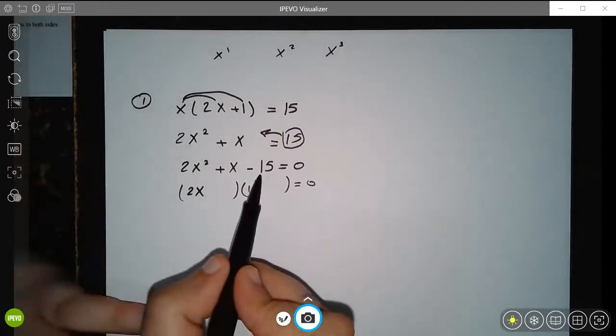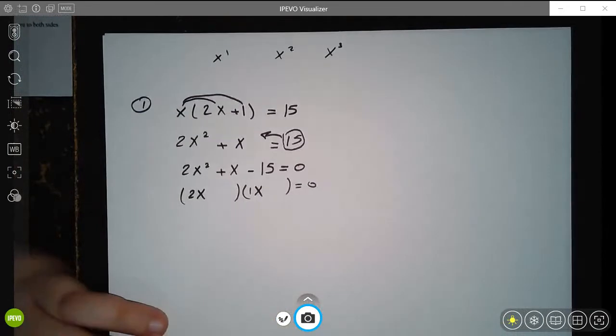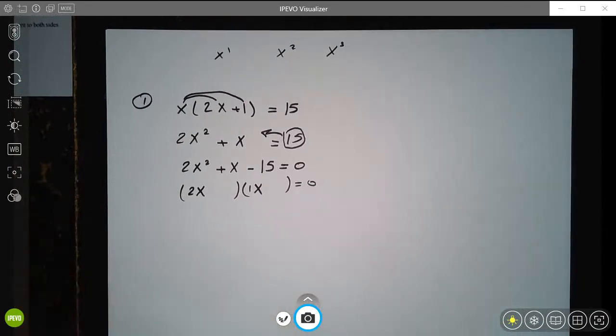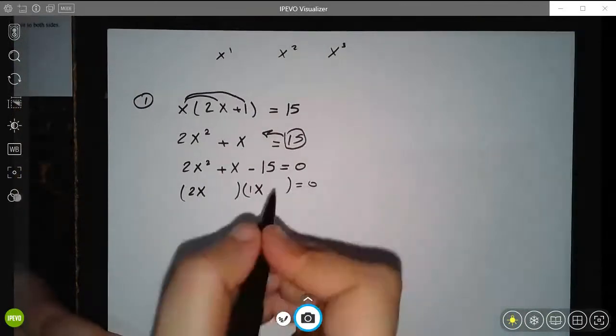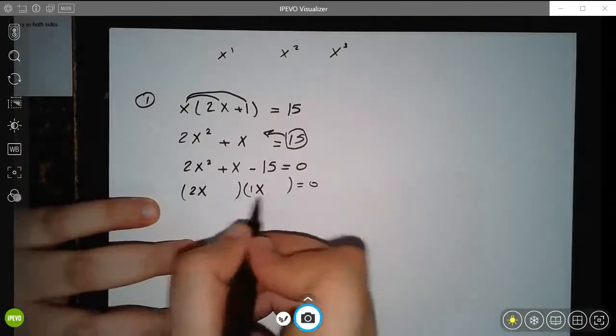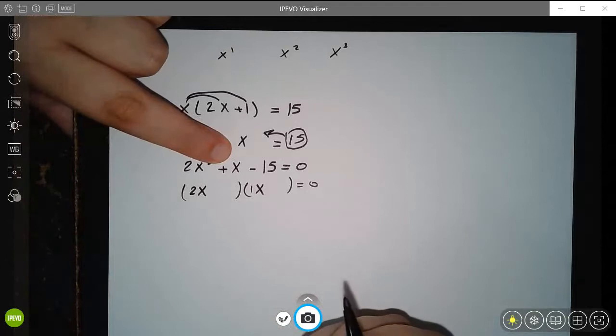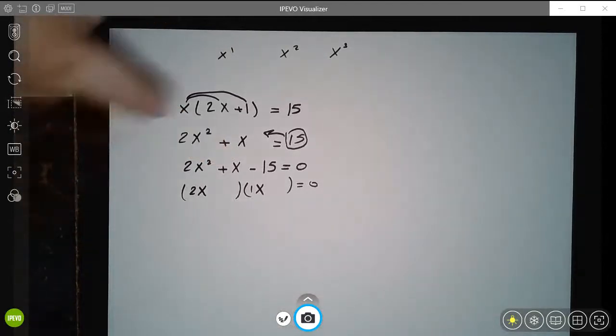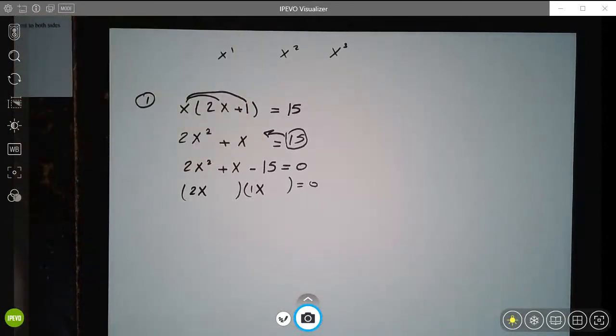Let's look at this value right here, 15. That number is the result of the multiplication between these two numbers. And it's negative 15. So that tells you the numbers are 3 and 5, right? Now we need to figure out which one goes where. And that's where the x comes in. But hold on. Since the 15 is negative, that means the signs of the 3 and 5 are different, right?